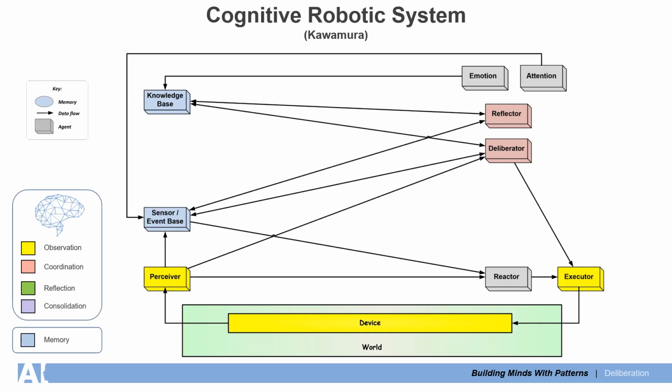The cognitive robotic system by Kawamura and Associates controls a robot using emotion and attention. The deliberator component leverages observables in the current situation formed by the event base, as well as emotional signals in the knowledge base to select actions for the executor to perform.